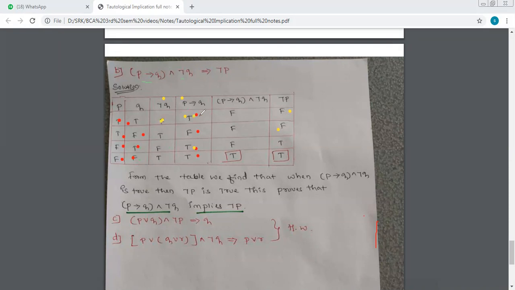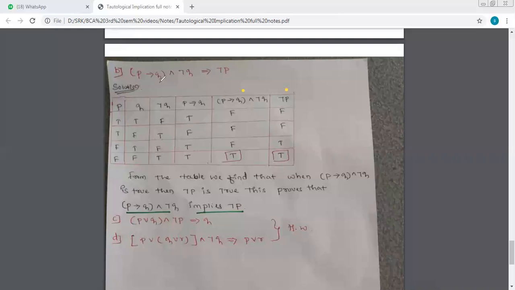False, true, that is this column, you have to see: false true is false, true false is false, false true is false only, and true true is true. So here we did the antecedent. Next we do the consequent. The consequent is negation P, so we have P and do the negation of P. True true becomes false false, and false false becomes true true. Here this is the antecedent and this is the consequent.